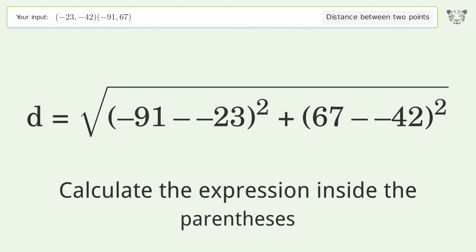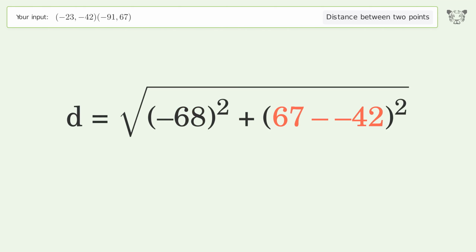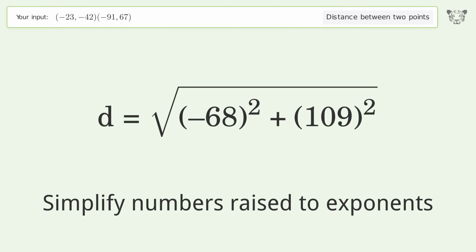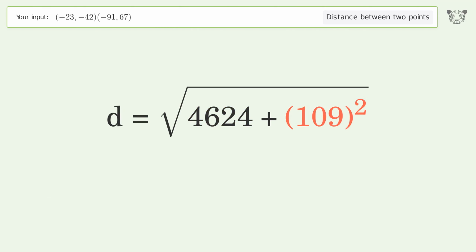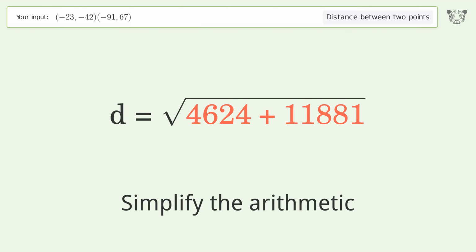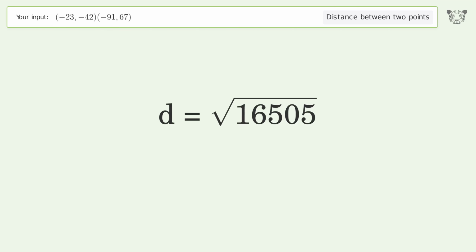Calculate the expression inside the parentheses. Simplify numbers raised to exponents. Simplify the arithmetic. And so the distance between the 2 points is the square root of 16,505 or 128.472.